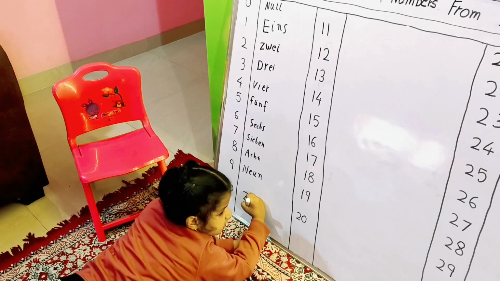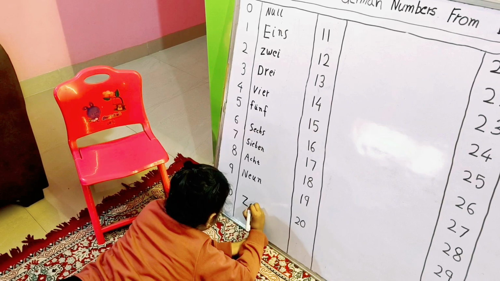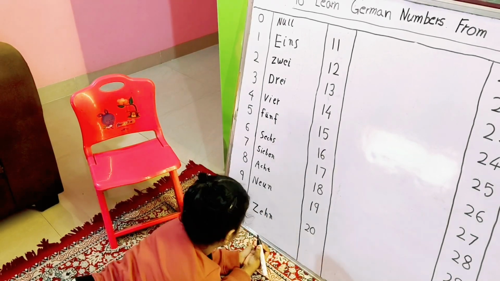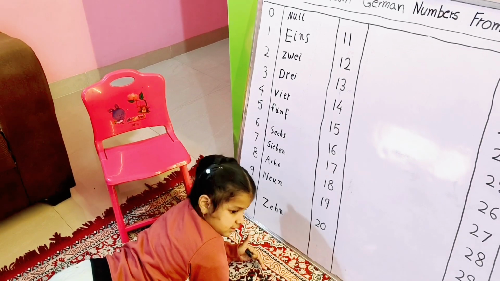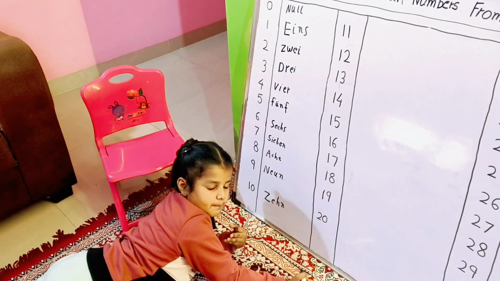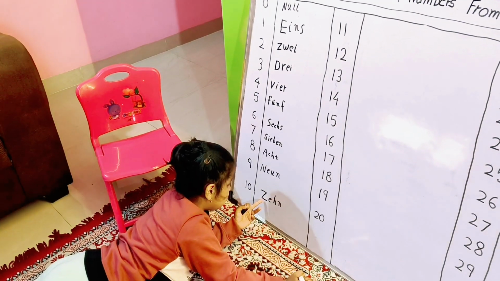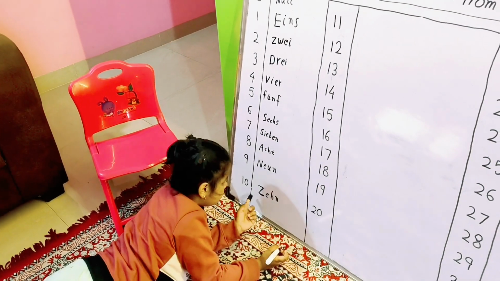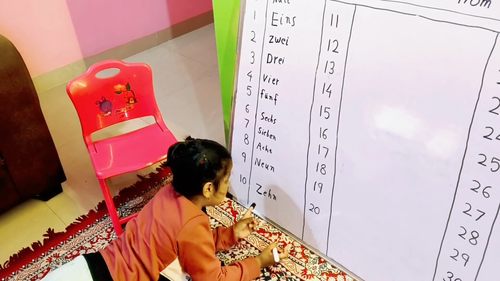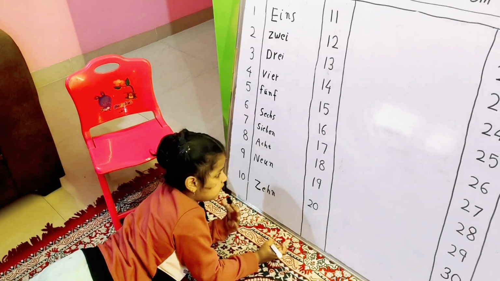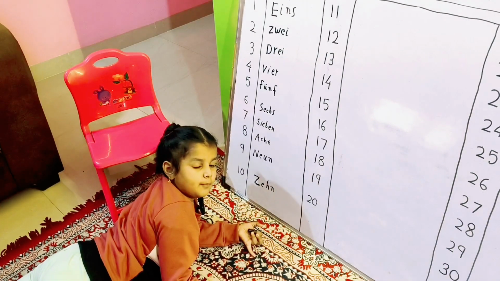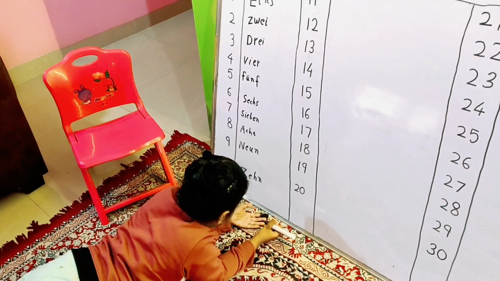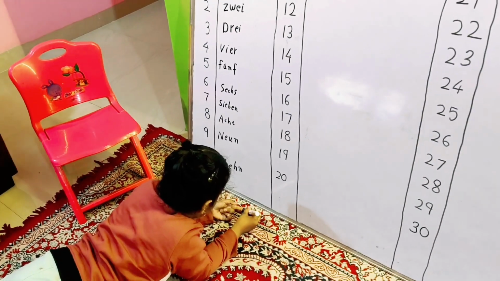Zehn, Z-E-H-N. This is Z. So T in German sounds like this Z. Zehn. Yes, ten in German is zehn.